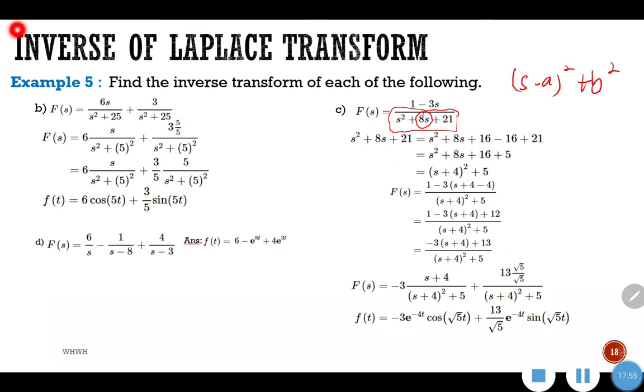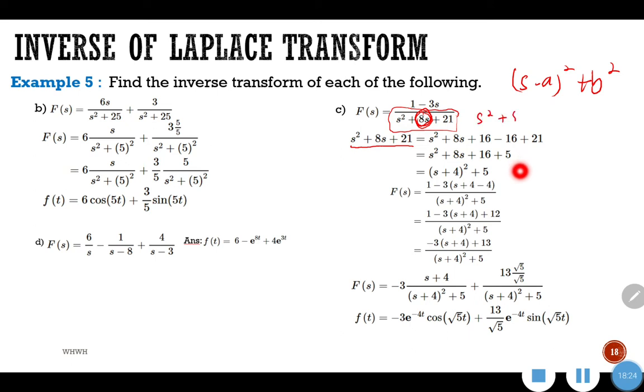Okay, because when we expand the S minus A square, the term AS comes out. So as you can see how we do it, I think you have learned this before: S square plus AS plus 21. We do what we call completing the square, because we want to factor, we want to put it in factor form. So we have here S square plus AS.